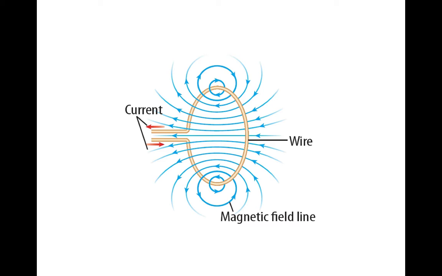Now what happens if I have a wire and then I loop it? What ends up happening is that my current still goes in the same direction, but inside of that loop, I create a magnetic field line that intensifies in that loop.